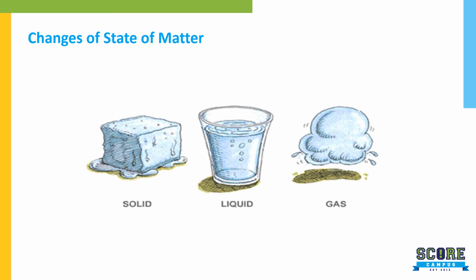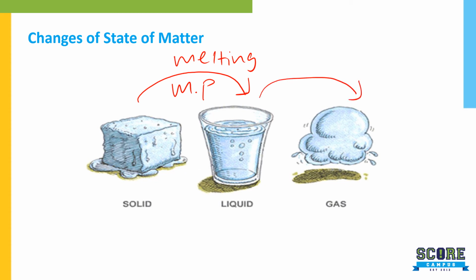If you heat a solid, right? If you heat this up, it becomes a liquid. This is the process of melting, and this will happen at the melting point. And if you heat up the liquid, it will become gas. This is the process of boiling, and this happens at the boiling point.